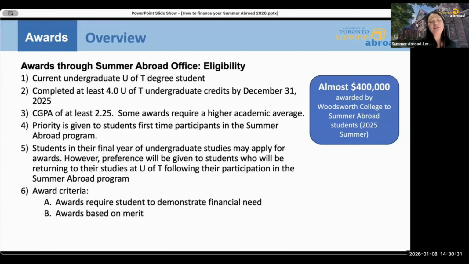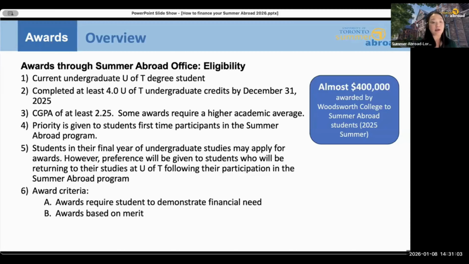There's a priority given to students who would be participating in summer abroad for the first time because we really want more students to be part of this. And students in their final year, of course, you may be thinking about applying, so we would invite you to apply. But we do want to be upfront and transparent that preference will be given to students who are returning back.